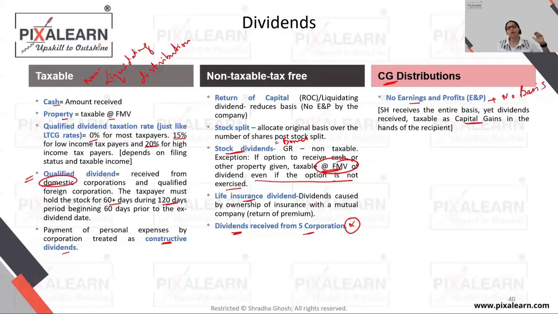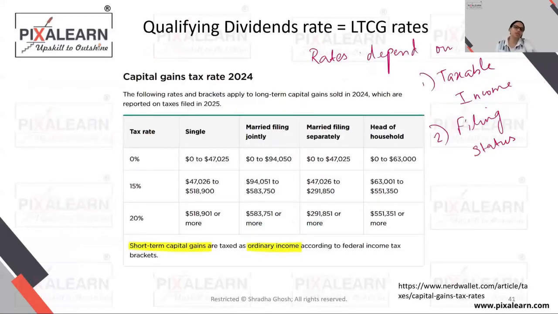We did interest: taxable, tax-free, Series E bonds. Then we did dividends: taxable, tax-free, capital gain distributions. Okay, this is just for your information. They're never going to ask you questions on the tax slabs.